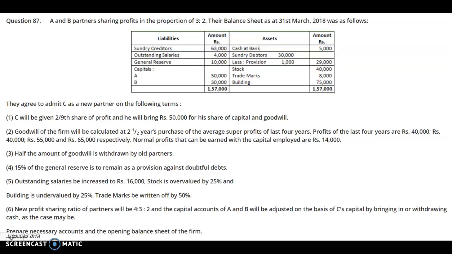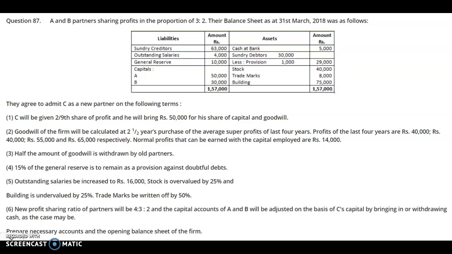Their balance sheet is given to you. They agree to admit C as a new partner on the following terms. Important terms are given. C will be given 2/9 share and brings 50,000 for his share of capital and goodwill. Goodwill of the firm will be calculated at 2.5 years' purchase of the average profit of the last 4 years, for which the figures are given to you. Then half the amount of goodwill is withdrawn by the old partners.